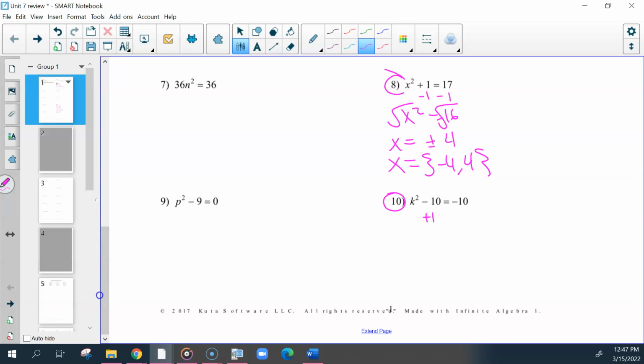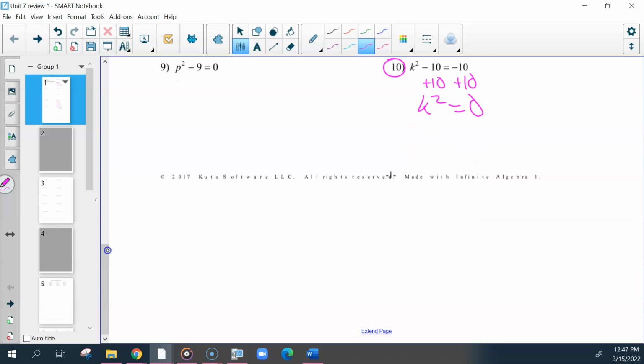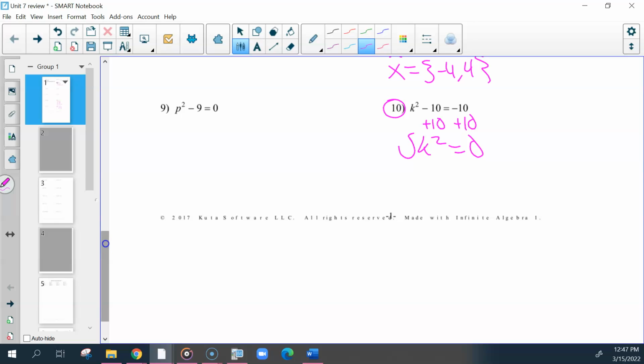4. 10. Add 10 to both sides. Negative 10 plus 10 is 0. Take the square root of both sides. What is the square root of 0? 0. So your solution would just be 0. 0 can be a solution. Yes, Jake. We get a point off.